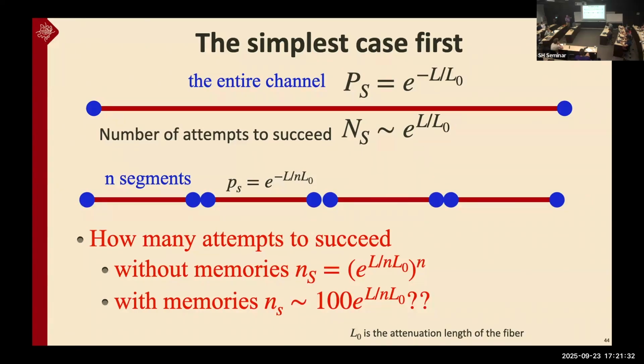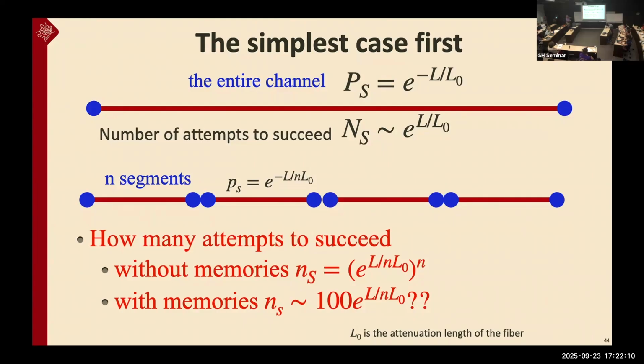So let's start without a memory, okay? Without memories, this one has to succeed, this one has to succeed, this has to succeed, this has to succeed. So the number of attempts is going to be e to the L over N L0, to the power of n. Guess what? The same number. So without a memory, there's no gain while you're waiting, in a sense.